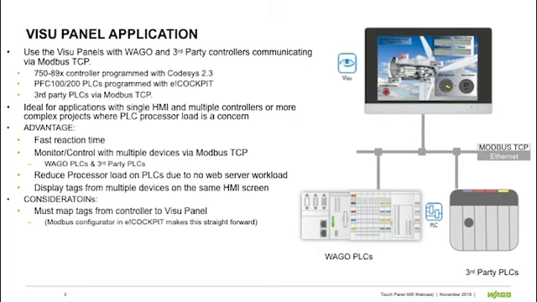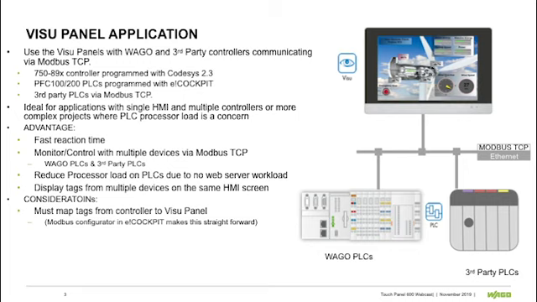I know what you may be thinking. When would I use a Visu Panel? Well, in applications where you have multiple PLCs in your system, the Visu Panel is a great choice. In this example architecture, you can connect to a WAGO PLC, such as a CODESYS 2.3 based controller, or maybe one of our PFC100s that is CODESYS 3 based. Or connect to a third-party controller as long as it supports Modbus TCP or network variables.